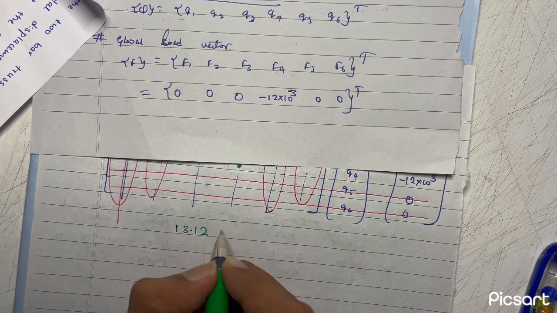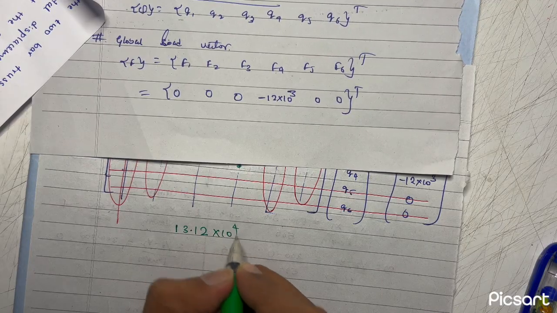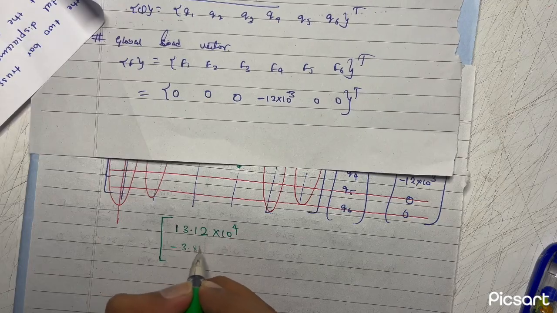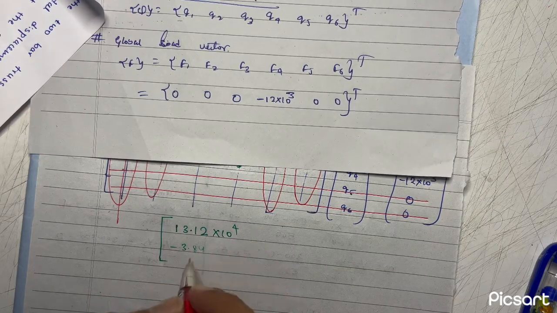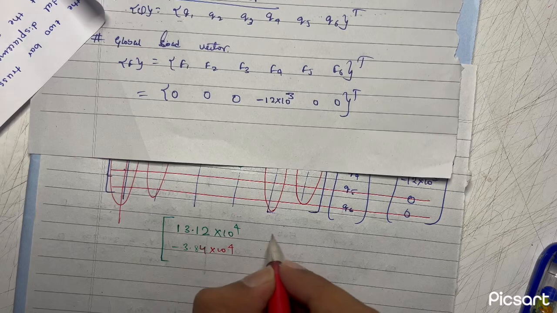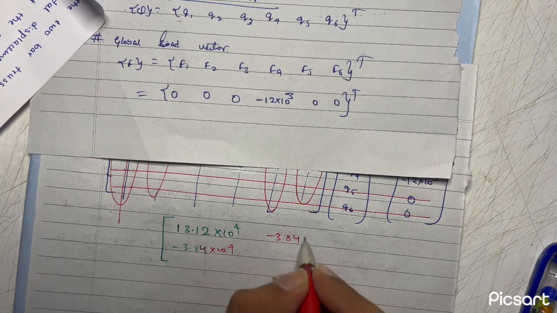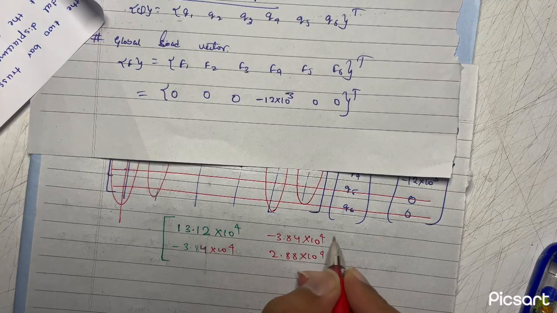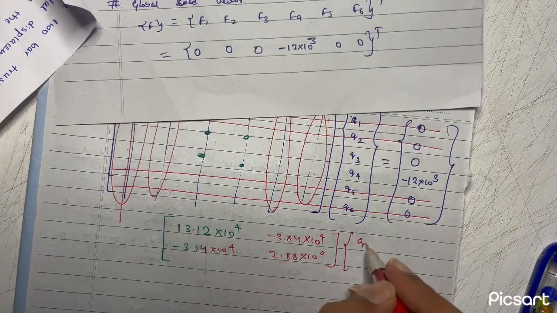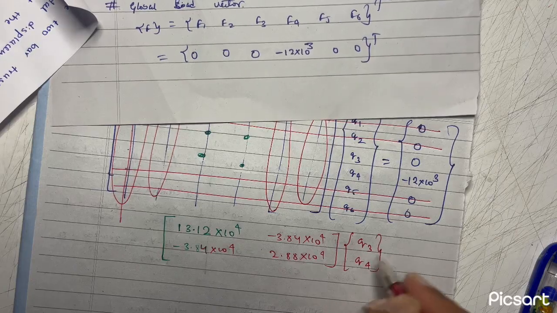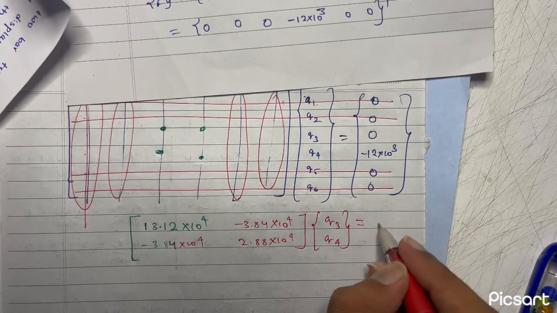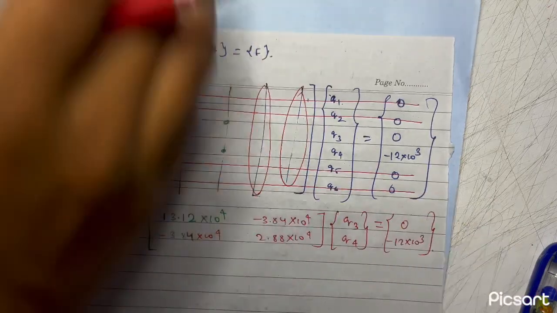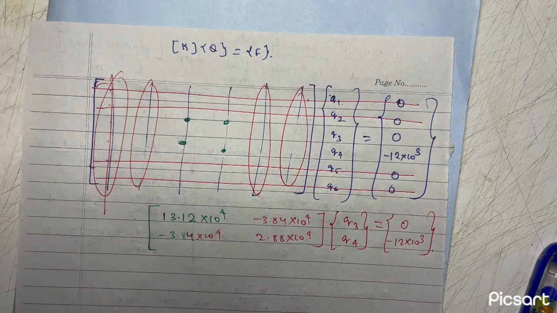13.12 into 10 raised to 4, I will write in matrix form only, minus 3.84 into 10 raised to 4, 3.84 into 10 raised to 4, 2.88 into 10 raised to 4. Here we have Q3, Q4, and that is equal to 0, minus 12 into 10 raised to 3. Okay, so we have to solve this matrix.